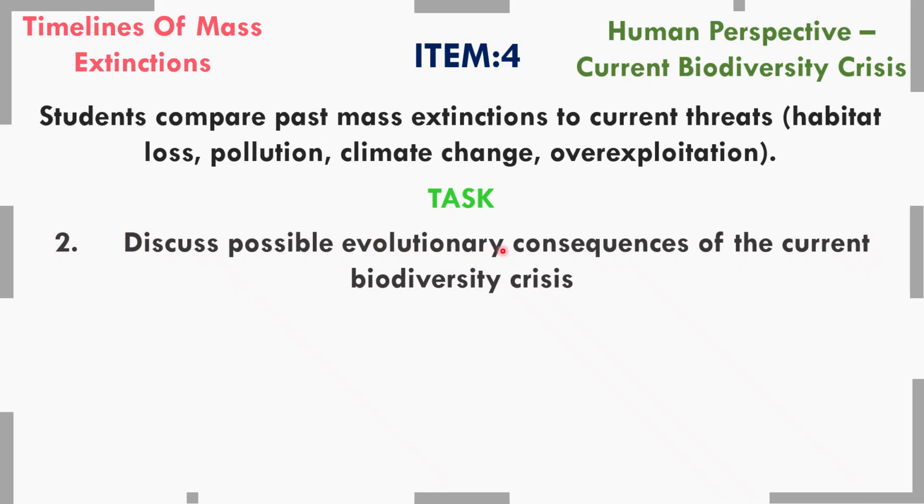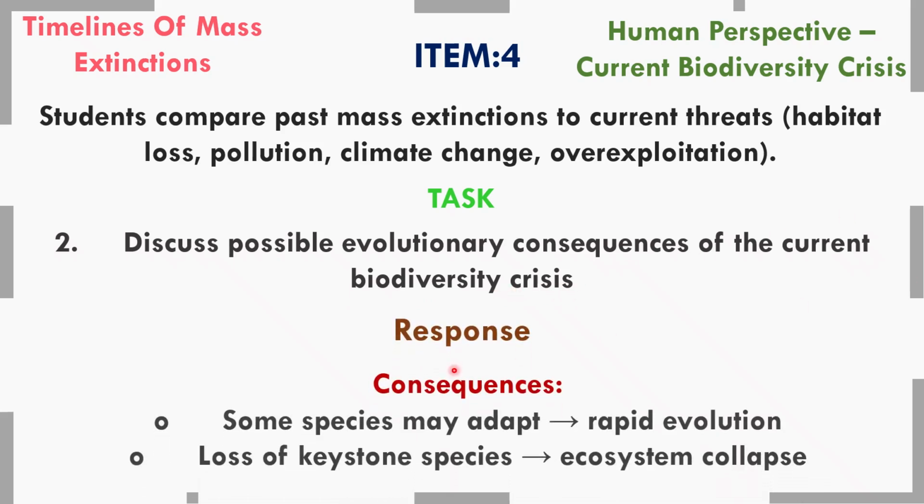Discuss the possible evolutionary consequences of the current biodiversity crisis. The consequences: some species may adapt, leading to rapid evolution, and there can be loss of keystone species, leading to ecosystem collapse.